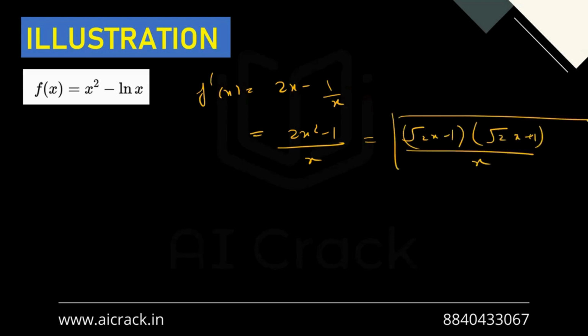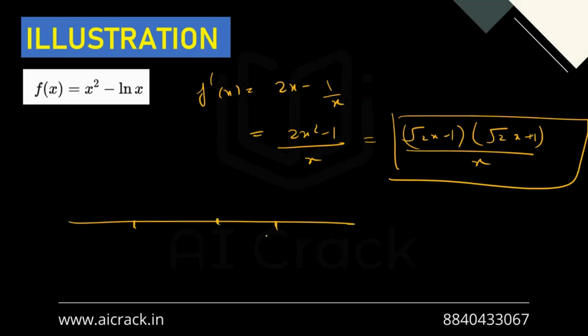Now remember wavy curve method, right? We can find out the sign of this function with the help of wavy curve method, right? So we have these following points: minus 1 by root 2, 0 and 1 by root 2. Based on the critical points, for this critical point is 1 by root 2. For this critical point is minus 1 by root 2. And for this critical point is 0. So that's why we have marked this one.